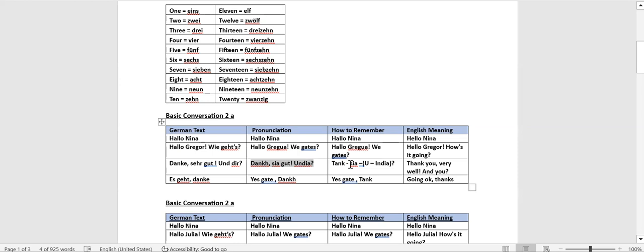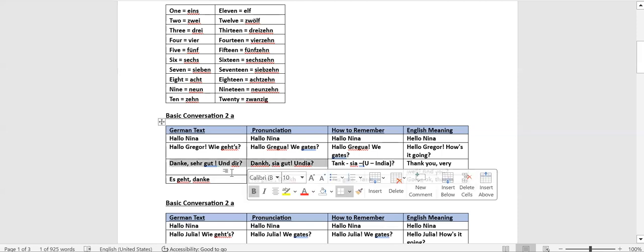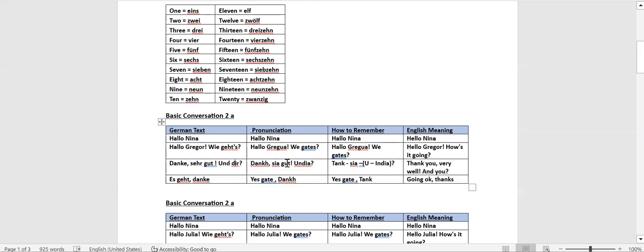So I've given a small tip on how to remember this. Danke, just remember it as a tank. Pronunciation is also like that. Danke. Sehr gut. Sehr is our goddess Sita. So sehr gut. And instead of India, it's und dir, undia, and you, that's the meaning.